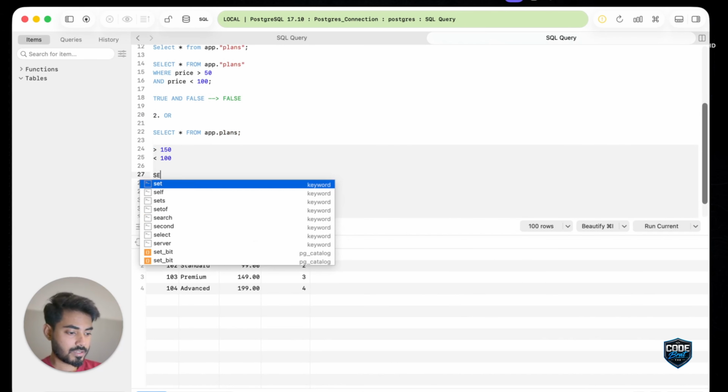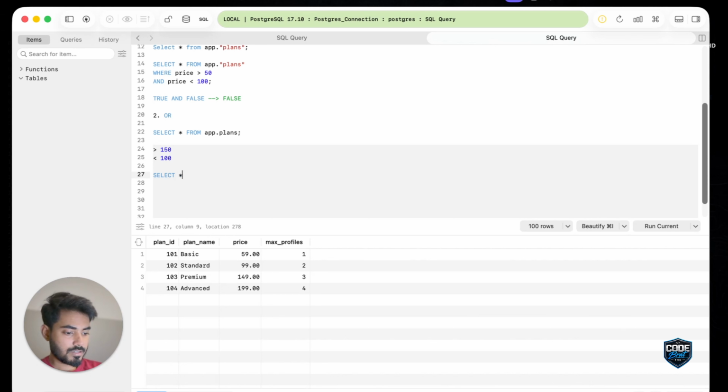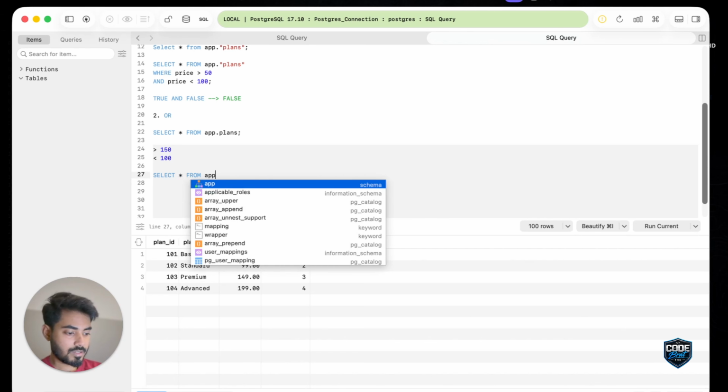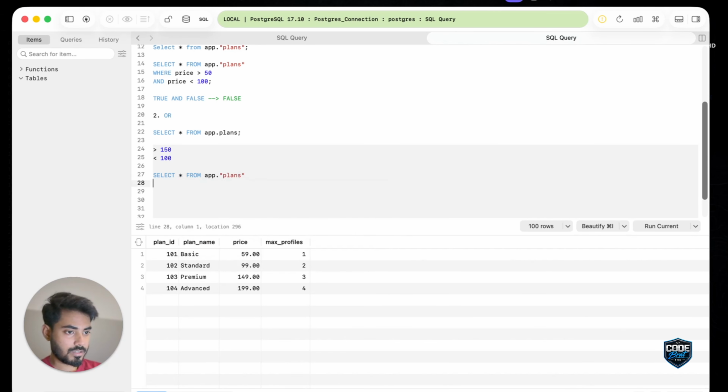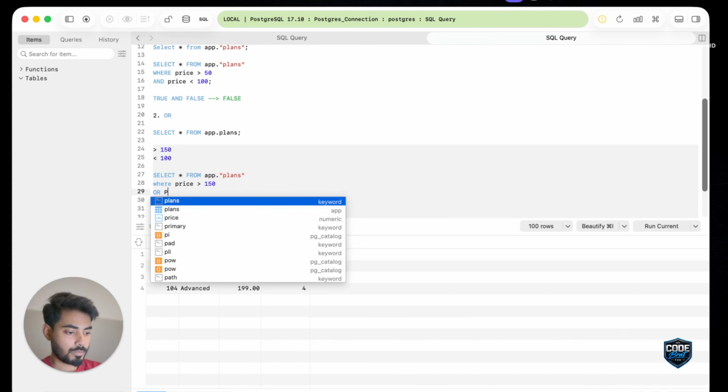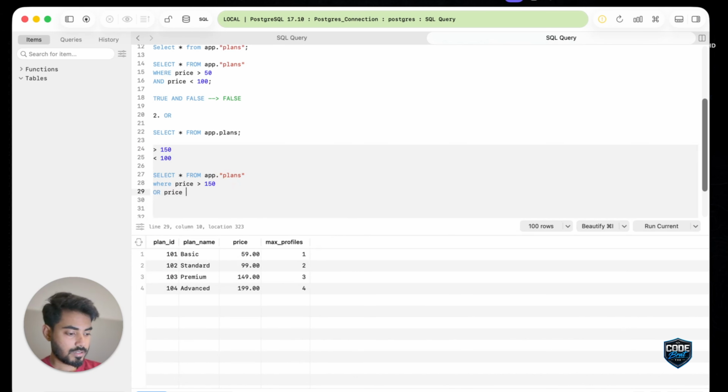Let's write it in SQL. Select star from plans table where price, what should be the price? Greater than 150. But I want either of these conditions to be true. So here I will not use and, I will use the or condition here. Or price less than 100. Let's see the data.